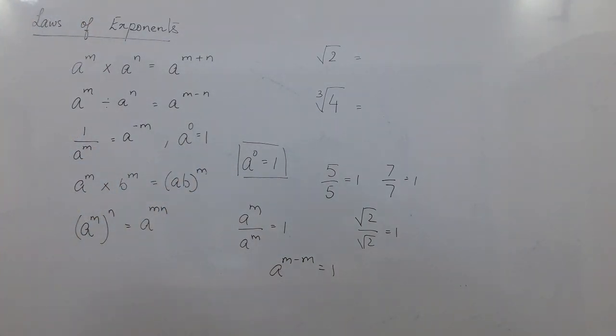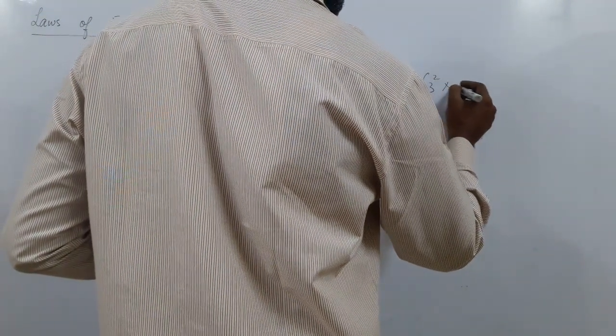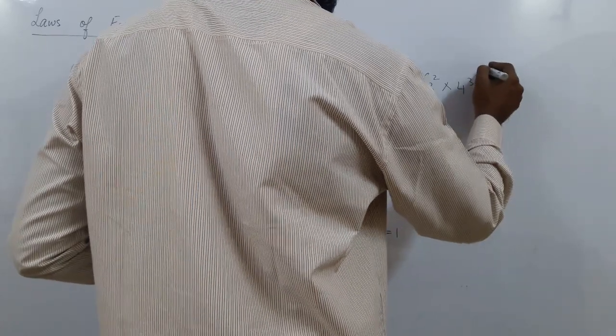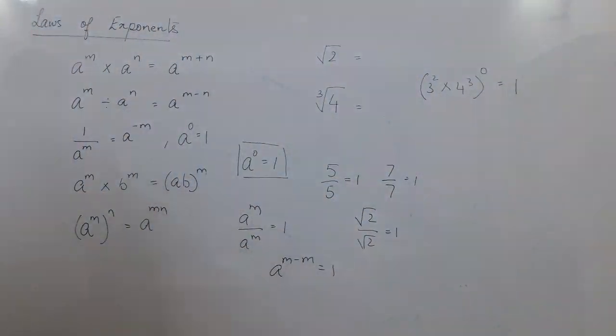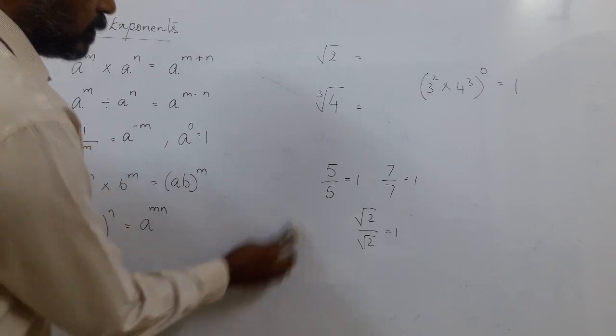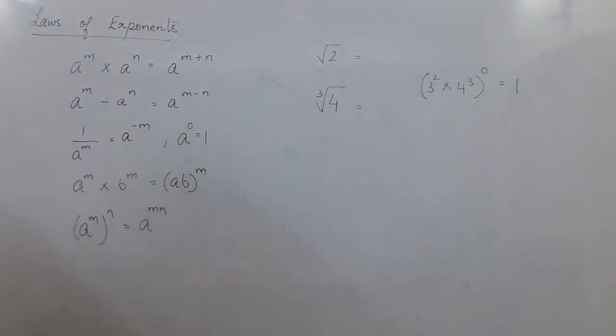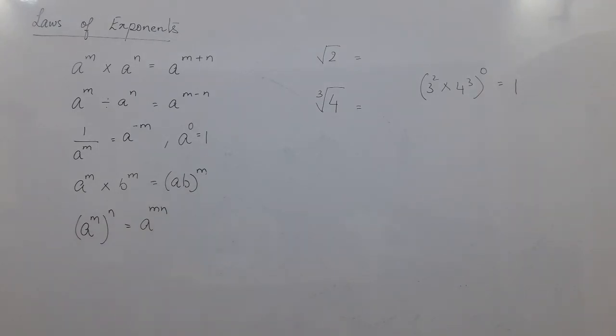It is not only for a single number. If I even got 3 square into 4 cube, the whole raised to 0, the answer will be 1, because anything raised to 0 is 1. Yes, so this is a good thing we get from this. Yes, I hope you understood this. So one more thing I added here: any number raised to the power 0 is 1.